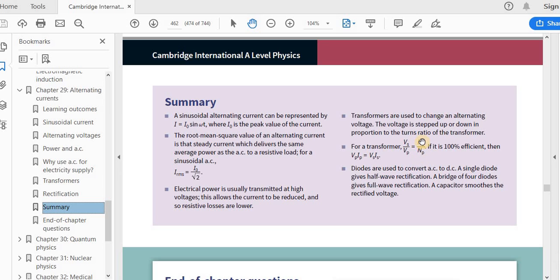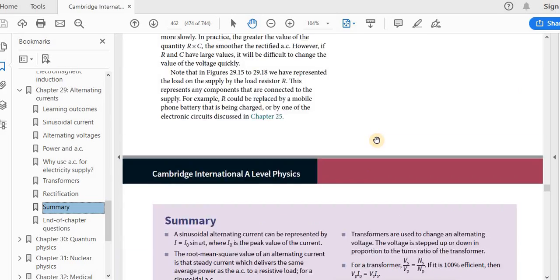Here NP, this is NS. NP is the number of turns in the primary coil. So here we have voltage in the secondary coil, voltage in the primary coil, number of turns in the secondary coil, number of turns in the primary coil. And you can see the power in the primary coil is equal to the power in the secondary coil.